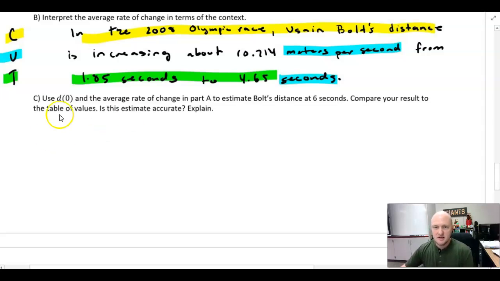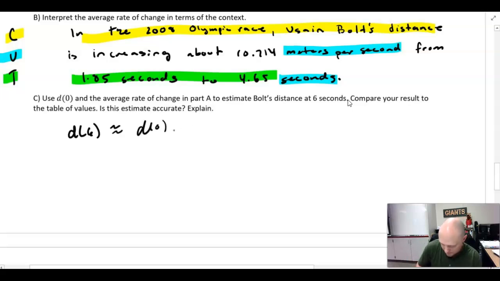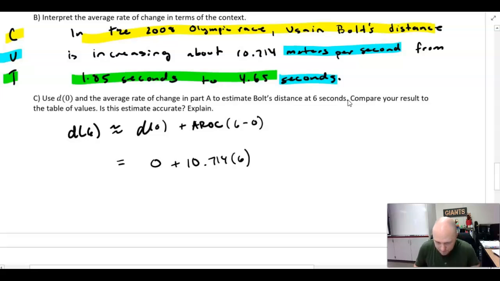Okay, so they say use D of 0 and the average rate of change in part A to estimate Usain Bolt's distance at 6 seconds. So D of 6 is going to be approximately D of 0 plus his average rate of change, his AROC or his slope, times the time covered. So that's 6 minus 0. So that's going to be 0 plus 10.714 times 6, which works out to be 64.284 meters.